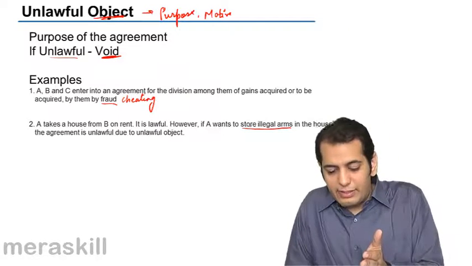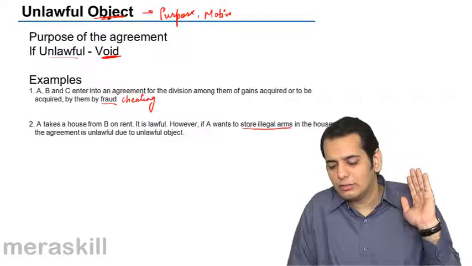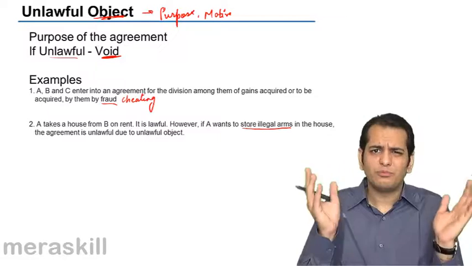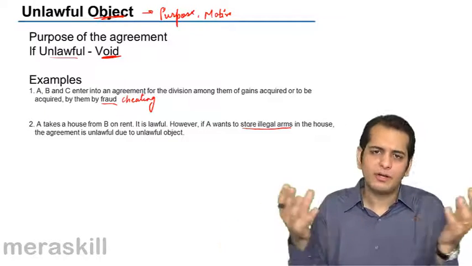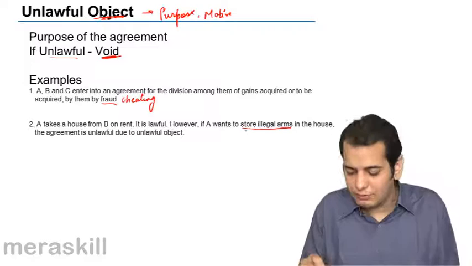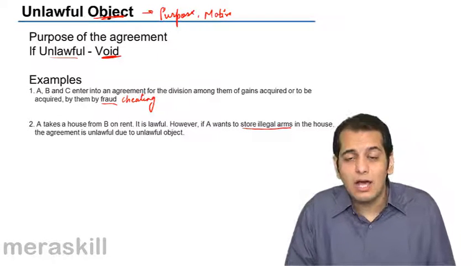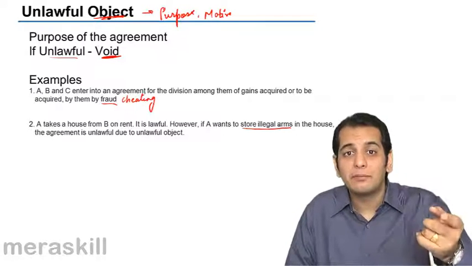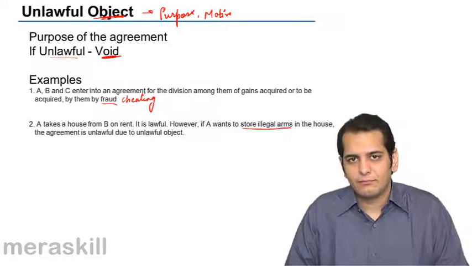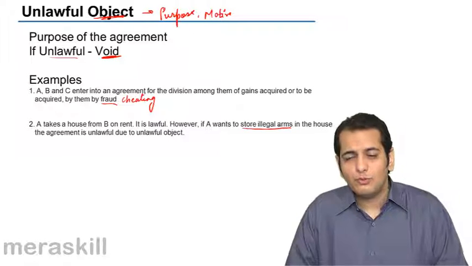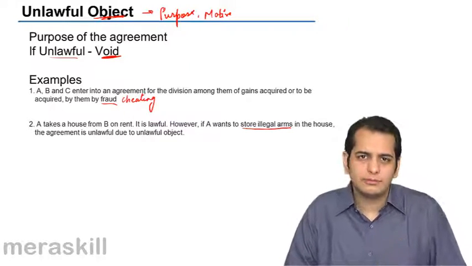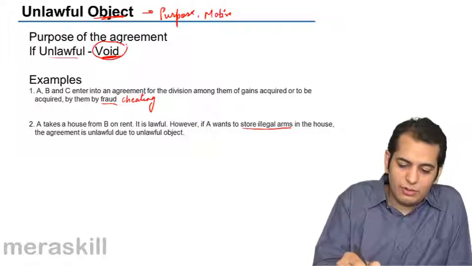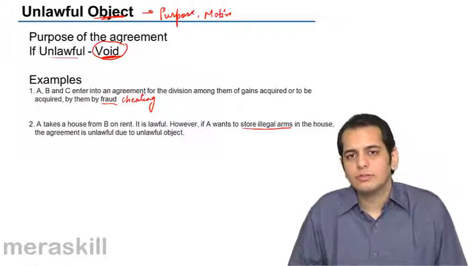If A did not want to store illegal arms in the house that he is getting on rent from B, the object would have been lawful, and the contract would have been valid. However, he is storing illegal arms. Now, the object for taking the house on rent becomes unlawful. The contract becomes void. So, where the purpose of the contract is unlawful, the contract or the agreement becomes void.